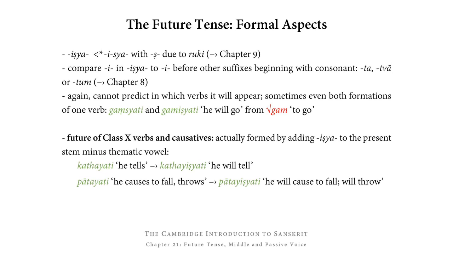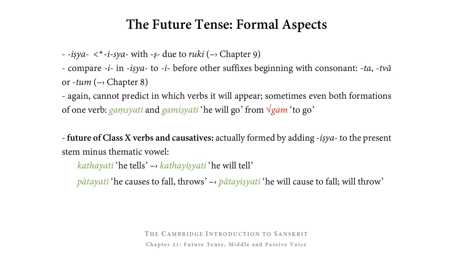Again, we cannot predict in which verbs this i will appear, and sometimes we even get both formations using sya and ishya of one and the same verb. So, for example, from gam, to go, we actually get both gamishyati and gamsyati, where in front of the sya, the gam changes through internal sandhi to gan, so gansyati.